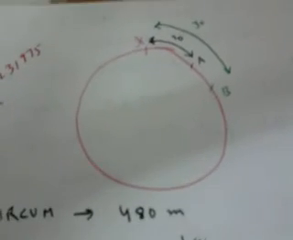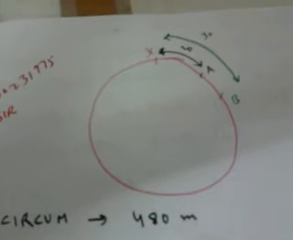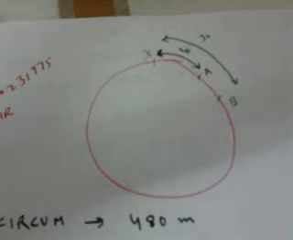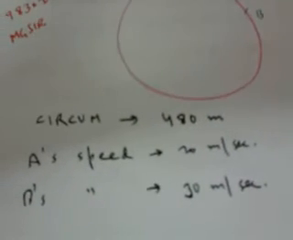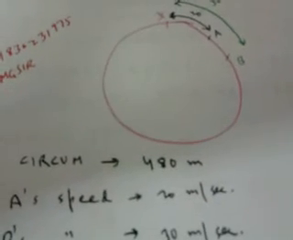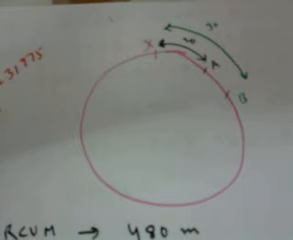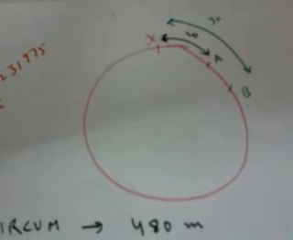Well, let us say there is a circle with a circumference of 480 meters. X is the starting point from which A and B run in the same direction at speeds of 20 meters per second and 30 meters per second respectively. When and where will they meet for the first time? That is the question. As you can see in the figure, in 1 second A has run 20 meters and B has run 30 meters.